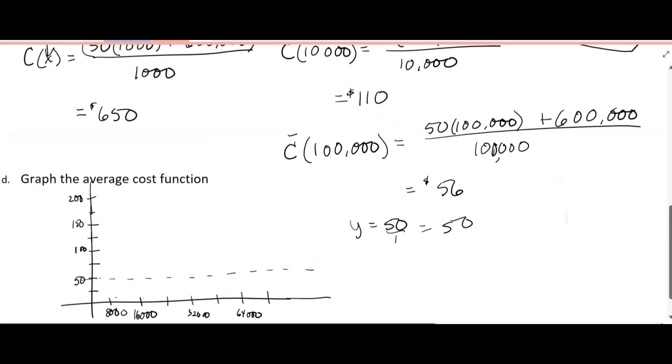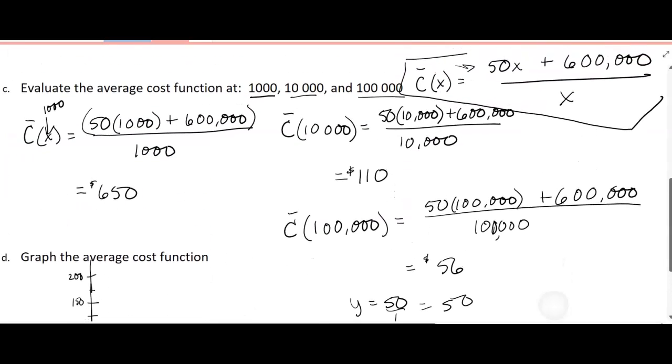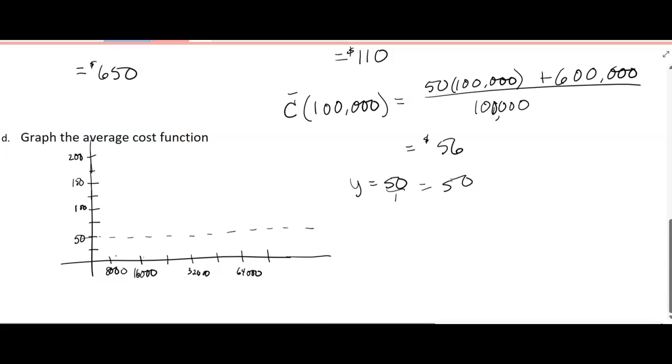What do we know about a vertical asymptote? At x equals 0. So we know we're not producing zero headsets, and we're not having zero cost. That tells us a little bit.